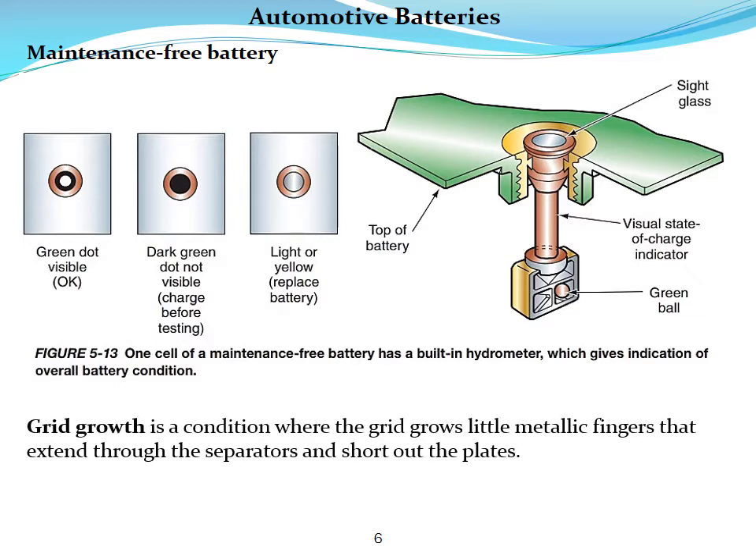What's the meaning of grid growth? It's a condition where the grid grows little metallic fingers, meaning the electrodes swell. The lead-containing electrodes form metallic fingers that extend through the separators and short out the plate, and therefore lead to forming a short circuit that causes damage, and of course the battery will not work.